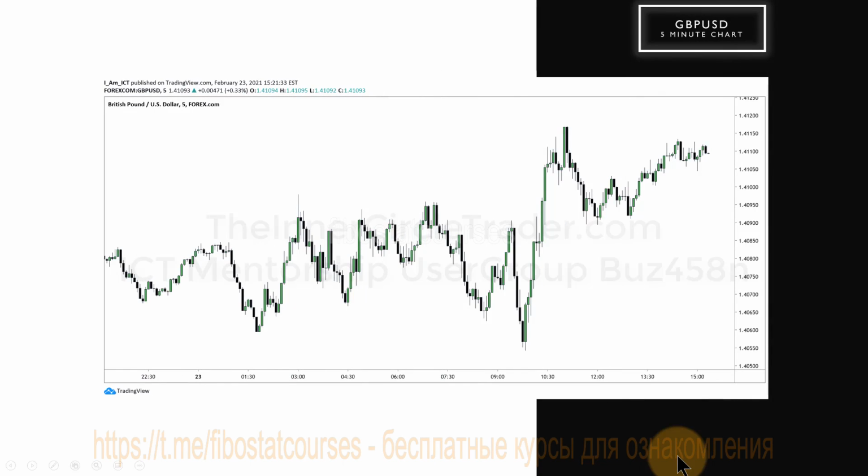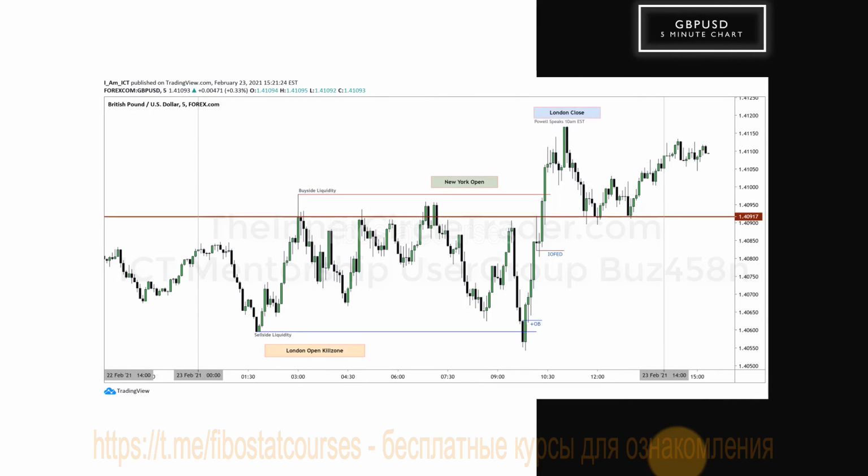Pound dollar, 5-minute chart. All right, so the market trades below sell side liquidity pool here, then creates a sell side liquidity pool ahead of London kill zone, runs back above these relative equal highs, dips back down into a fair value gap that's not annotated here because I want to keep it clean.